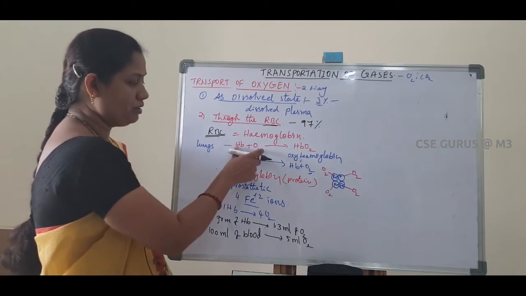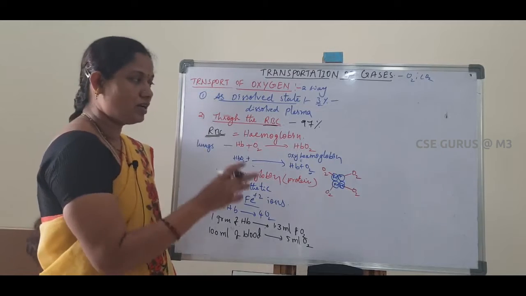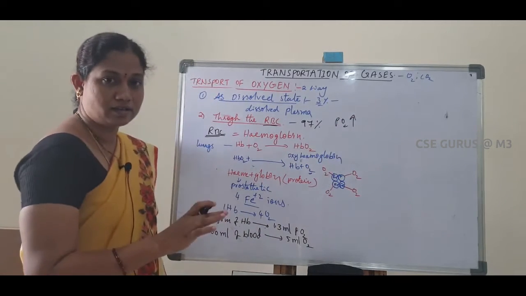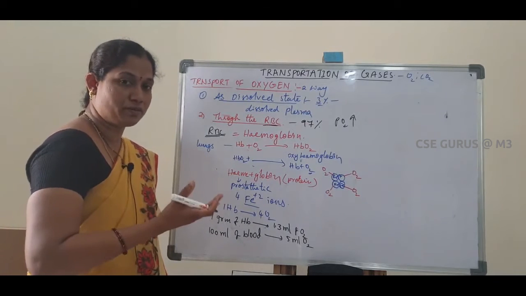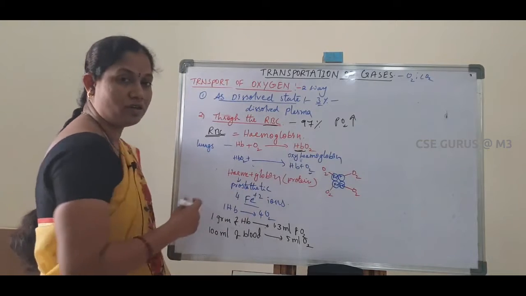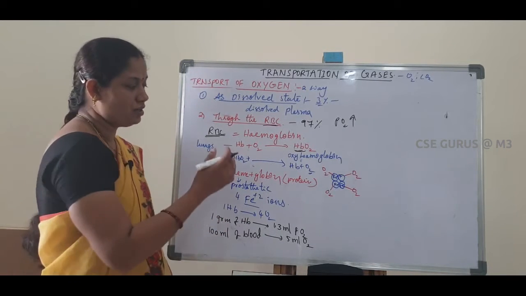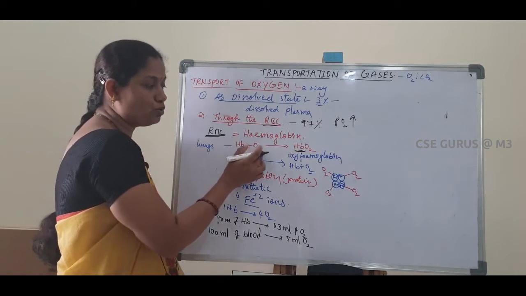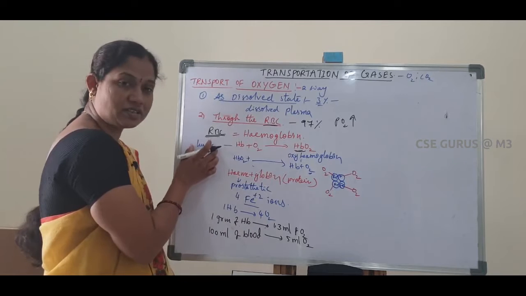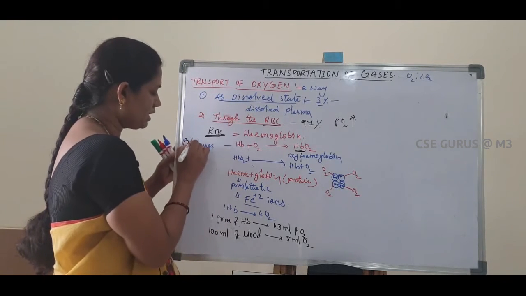This hemoglobin binds with oxygen to form oxyhemoglobin in the lungs region. In the lungs region, what will happen? The partial pressure of oxygen is high in the lungs. So in the lungs region, this partial pressure of oxygen promotes the formation of oxyhemoglobin. More oxyhemoglobin is formed. So Hb reacts with O2 to form HbO2 in the lungs region. This reaction takes place in the lungs because the partial pressure of oxygen is high here.